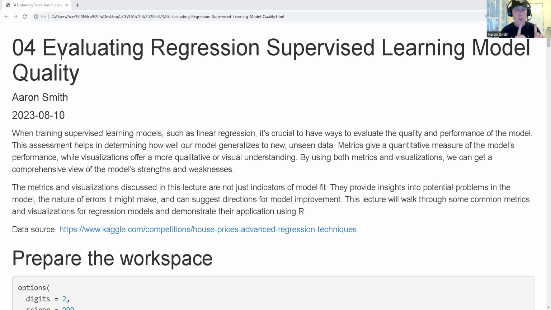Now, there's a bunch of different ways to evaluate this. Here, I'm going to go over some major, more common ones to go about it.